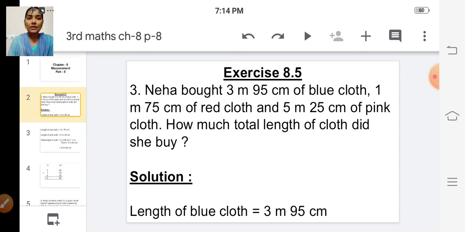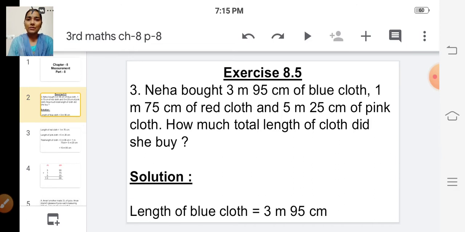And 5 meter 25 centimeter of pink cloth. So what is the length of the pink cloth? It is 5 meter and 25 centimeter. So these are all the given data. What is the question they have asked? How much total length of cloth did she buy? So we are going to find out the total length of the cloth.